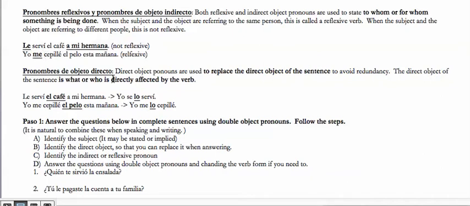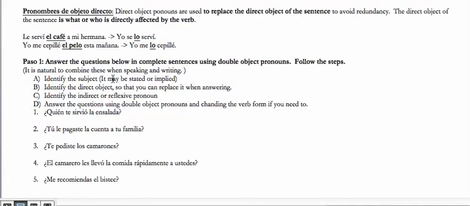verb. Pronombres de objeto directo. Direct object pronouns are used to replace the direct object of the sentence to avoid redundancy. The direct object of the sentence is what or who is directly affected by the verb. So, le serví el café. What did I serve? I served the coffee. Yo me cepillé el pelo. What did I brush? I brushed the hair. Those are the direct objects, directly related to the verb.